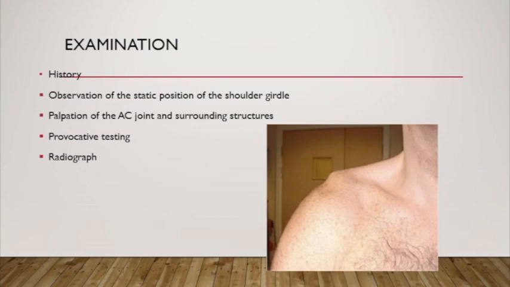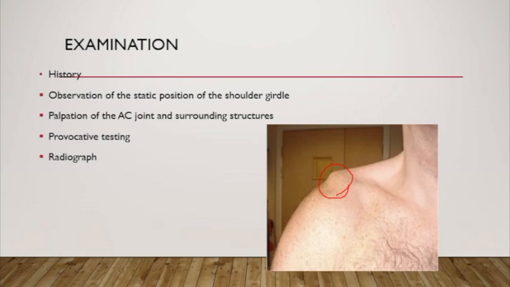Next, we need to go for observation of the static position of the shoulder joint. So we need to observe the shoulder girdle. In my last video, I discussed the prominence in the distal clavicle. If you check out the image present here, can you see the prominence over the distal end of the clavicle? This will be noted in case of severe AC joint injury. So if this is present, it indicates AC joint injury.